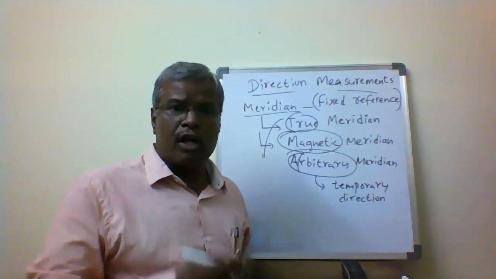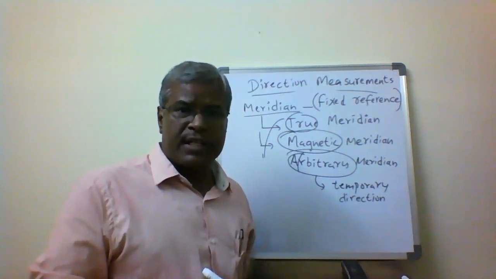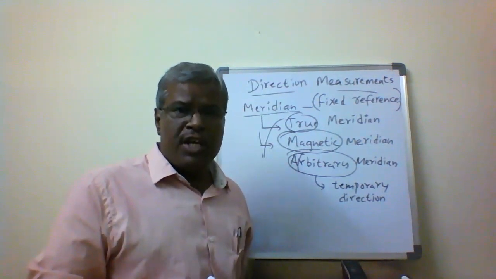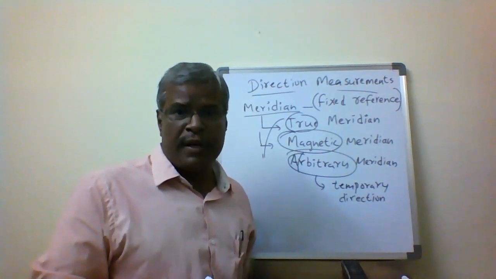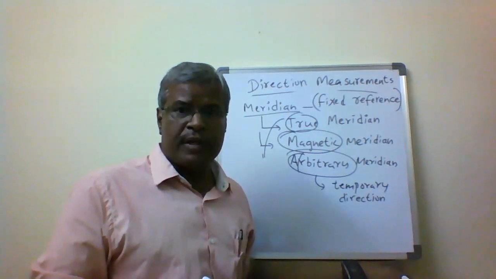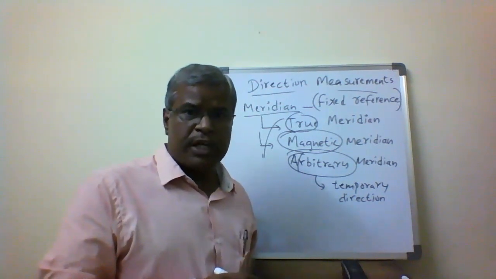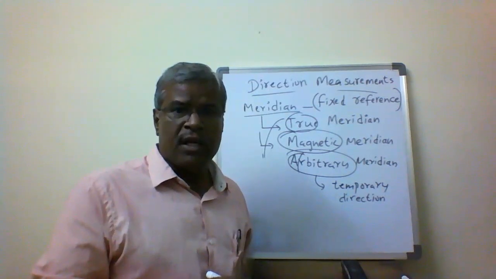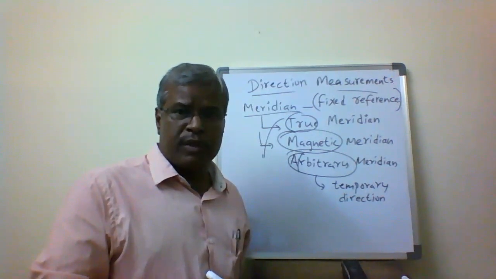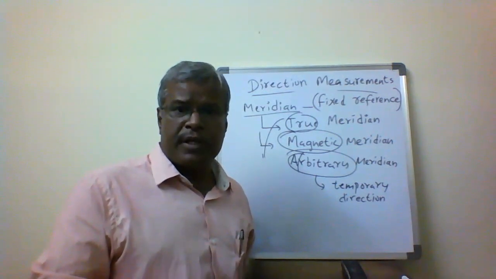For the true meridian, the north and south pole is the reference point. For the magnetic meridian, the freely suspended magnetic needle is the reference point. Whichever direction it shows is called a fixed reference point. Any convenient direction we consider is called the arbitrary meridian, and what we measure from it is the arbitrary bearing. So this is the meaning of meridian as a fixed reference point, the different types of meridians, and the different types of bearings measured from them: true meridian, true bearing; magnetic meridian, magnetic bearing; arbitrary meridian, arbitrary bearing.